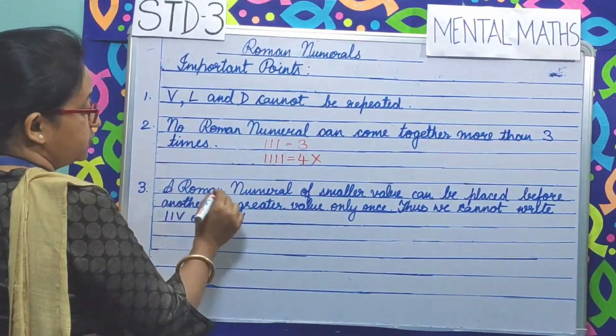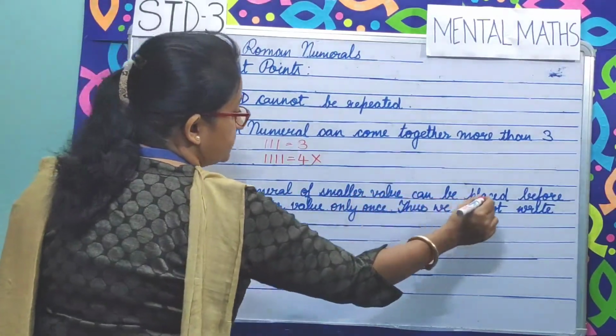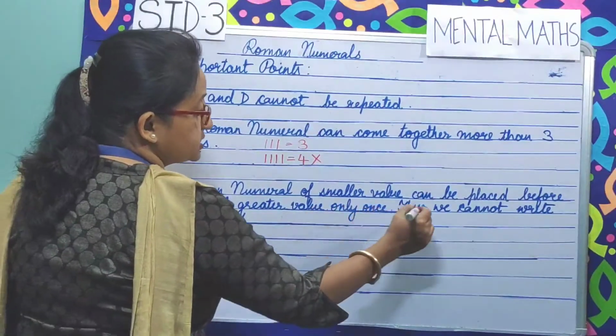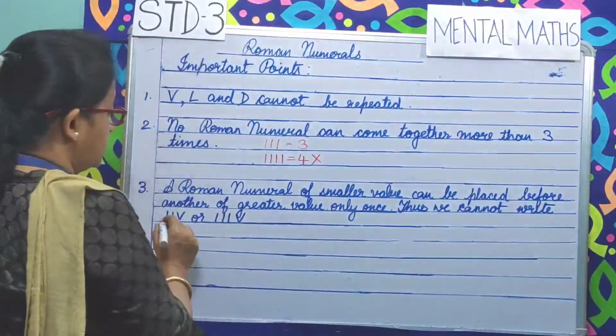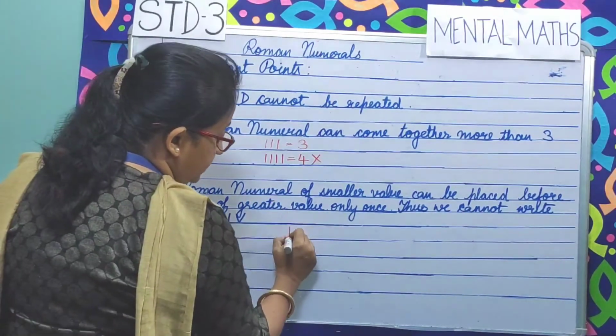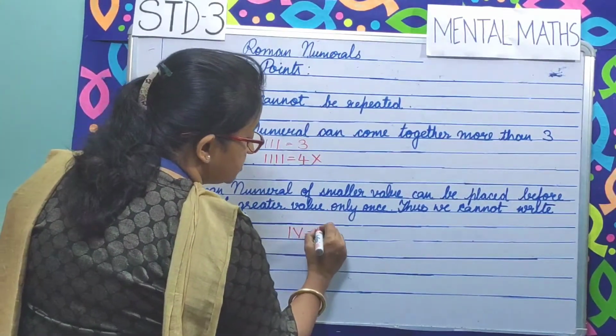Point number 3. A Roman numeral of smaller value can be placed before another of greater value only once. Thus, we cannot write IIV or IIIV. We can only write IV. That makes it 4.